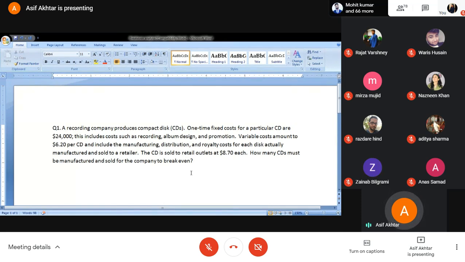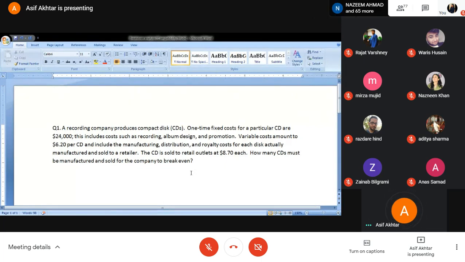Interestingly, variable cost is $6.20 per unit, that is, per CD. So for one CD, the variable cost is 6.20. And you know that variable cost includes the cost of labor, the cost of distribution, and some other extra cost like royalty cost in this case. So we have cost, which is the sum of two types of components: fixed cost 24,000 plus variable cost 6.20.